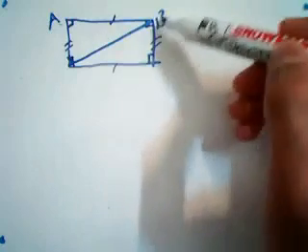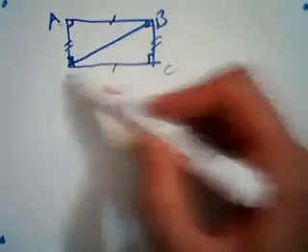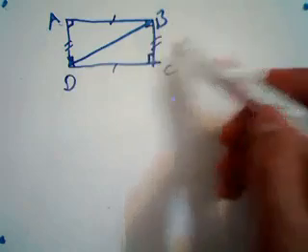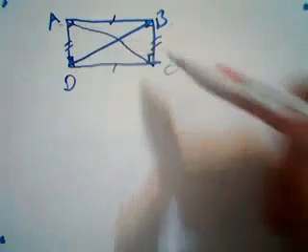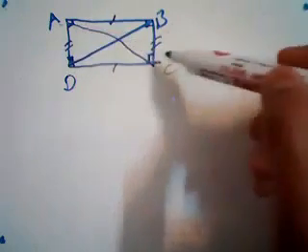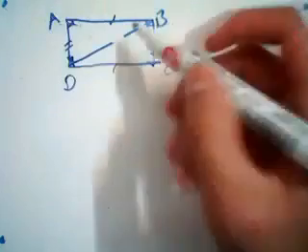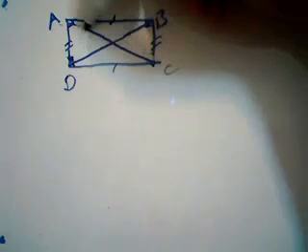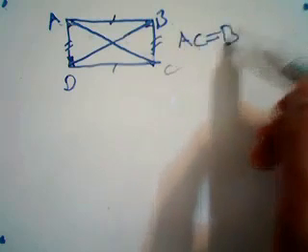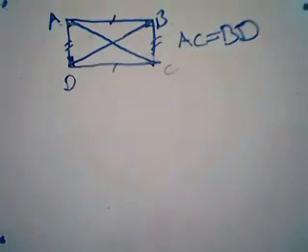This is A, B, C, D. I should have drawn it straight. Let's draw it straight. Okay, it says that AC equals BD. Okay, let's prove it. But how?